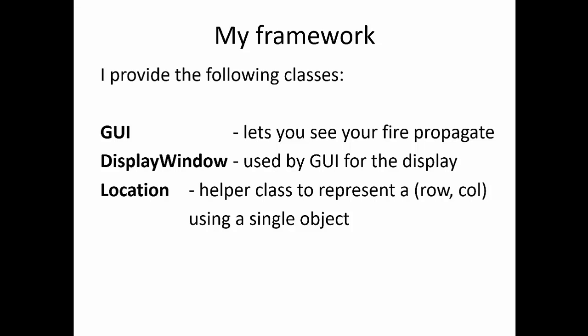Display window is a helper class used by the display visualizer, and then location is a helper class that represents a single row and column as a single object. You can think about it like a data transfer object, although it has a little bit more functionality in it.